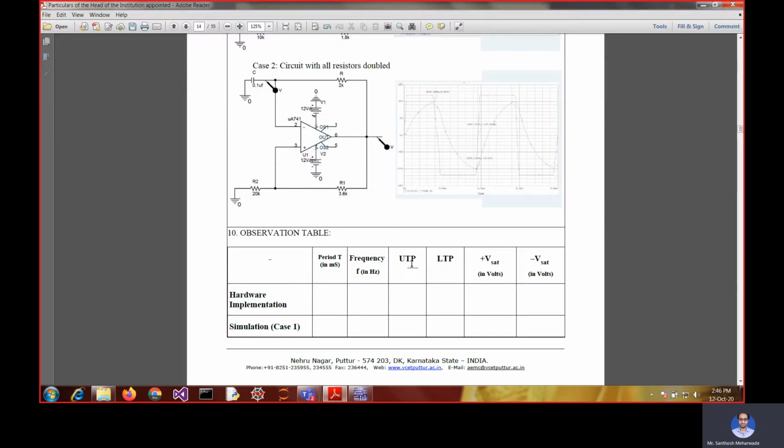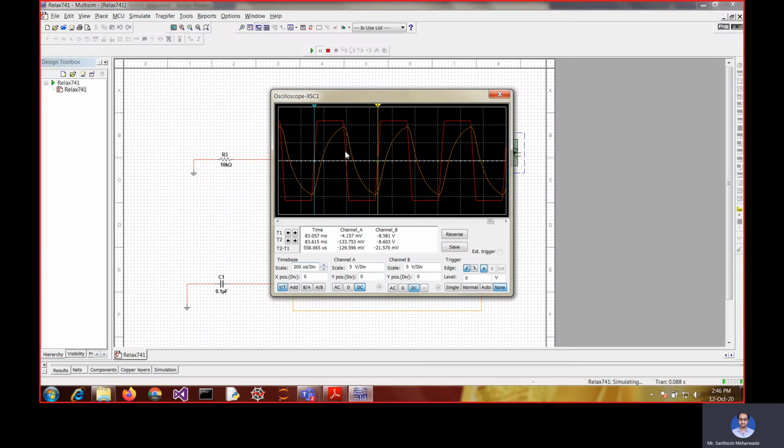The next one is UTP and LTP. This part, the intersection of the output and the input waveform, in the positive quadrant we call the upper trip point, and in the negative quadrant we call it the lower trip point. You can use either one. I'm going to use timeline 1. You can see there is an intersection, almost an intersection. Fine, now you can see there is an intersection.